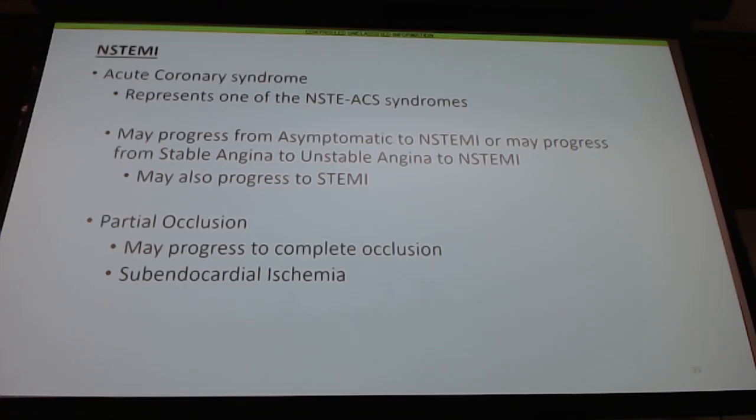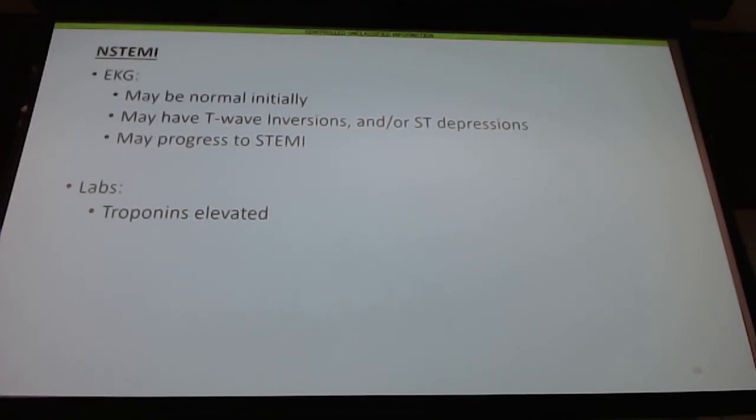Now an NSTEMI, still a non-ST elevation ACS, kind of mimics everything else of unstable angina, but the key thing is troponins are elevated now. T waves may be inverted, ST depressions may be present, but it's that biomarker, that troponin level being positive, that differentiates this from unstable angina. But you still don't have ST elevations, so this is not a STEMI.